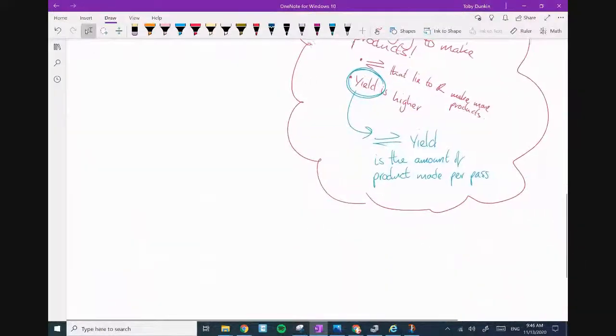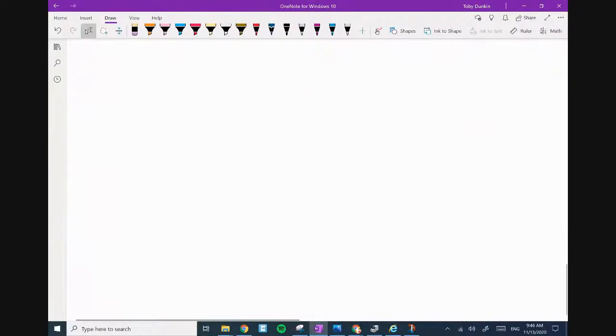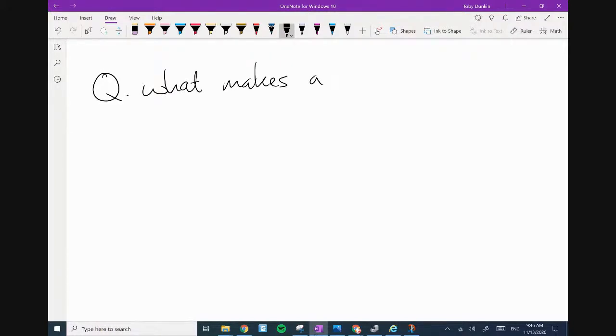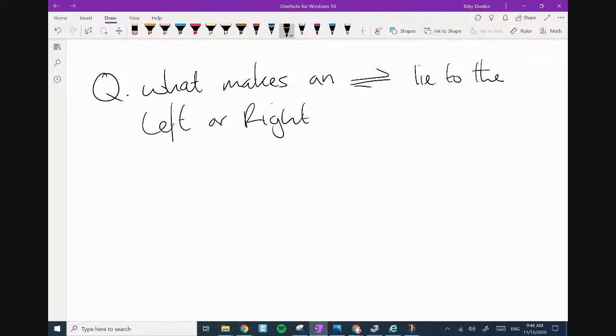Ruby asked a really good question. So, last question. What makes an equilibrium lie to the left or right? And the answer to that question is the conditions.